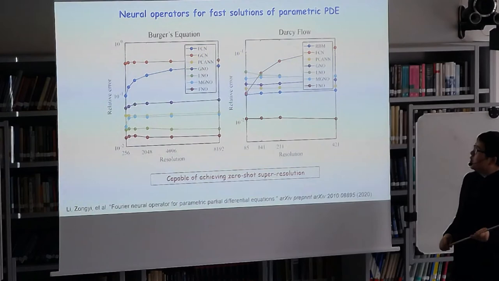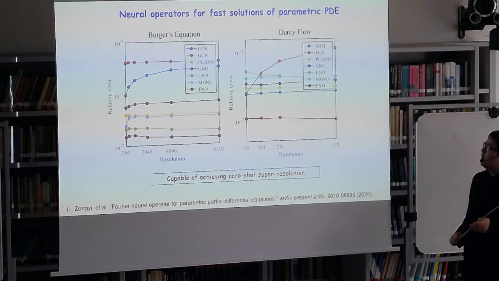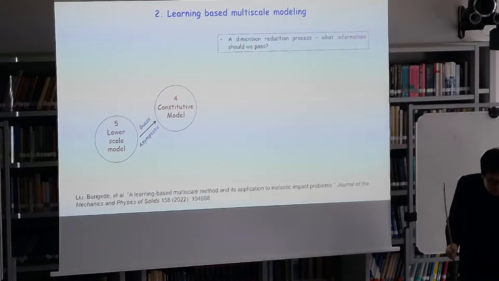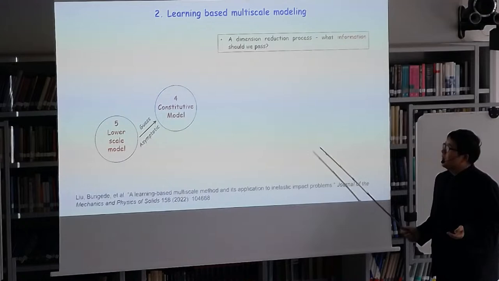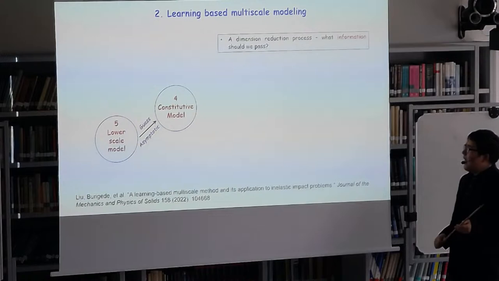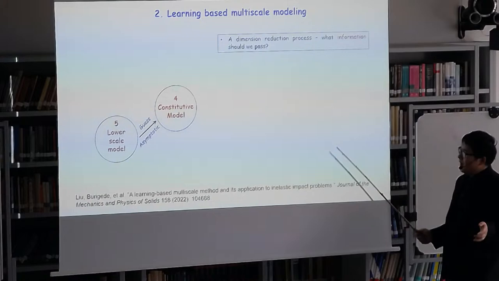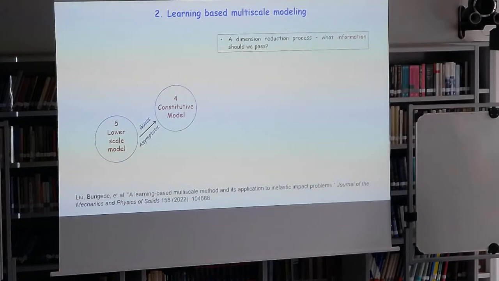So this is basically hopefully give you a quick, general overview of what neural operators are. And let's now move to our second topic, which is on learning the bridging. How do we basically bridge scales? And the key question to ask here is, what information should we pass throughout these learning scales, as it is a crazy dimension reduction procedure.